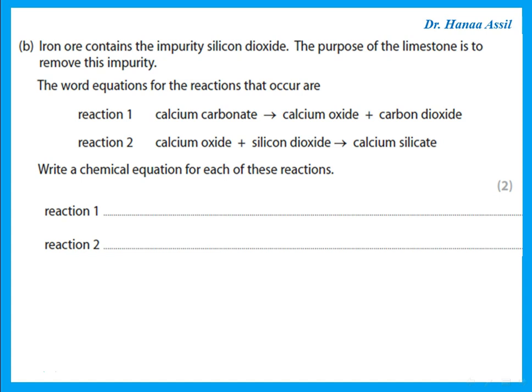And then the calcium oxide, which is a basic oxide because it's the oxide of a metal, will react with the silicon dioxide. This is an oxide of a non-metal, so this is acidic. So this second reaction is actually a neutralization reaction. And he's saying write the chemical equation for these reactions.